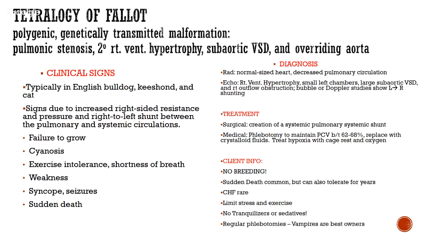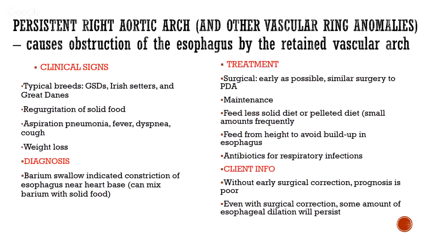We need to limit stress and exercise, never give them tranquilizers or sedatives. They need regular phlebotomies. So if you're a vampire, these are the dogs and cat to get for you. Okay. So that's tetralogy of Fallot.